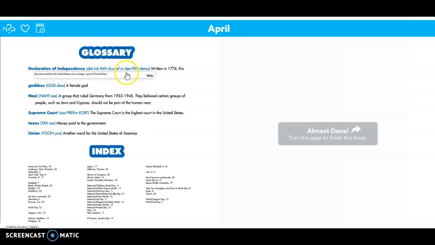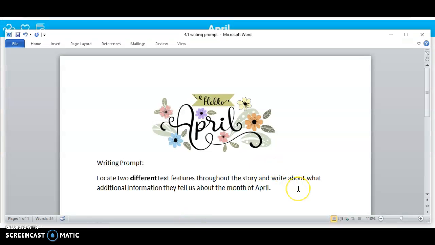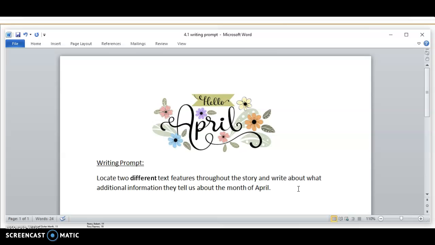And here you can see our glossary and our index page. So, our writing for today. Hello, April. Our writing prompt is: locate two different text features throughout the story and write about what additional information they tell us about the month of April. So we learn a lot of new things about April. Well, I certainly did not know all that information about this month that we're just starting off. So go ahead back, find two different text features in the story and write about what additional information they told us about the month of April.